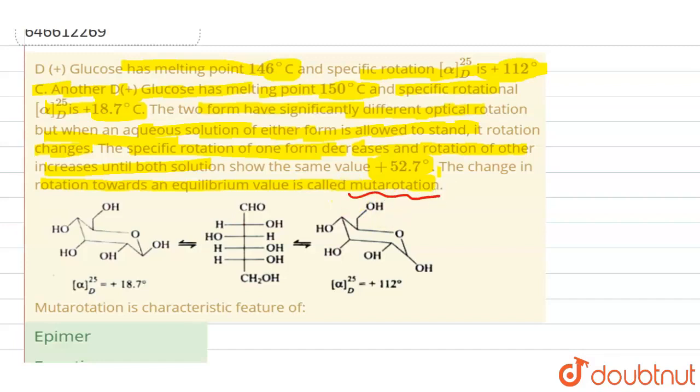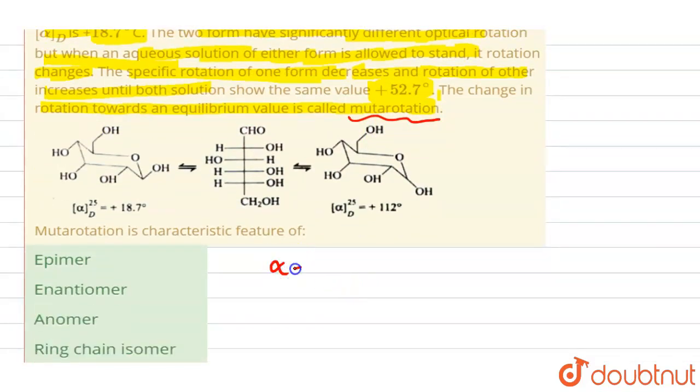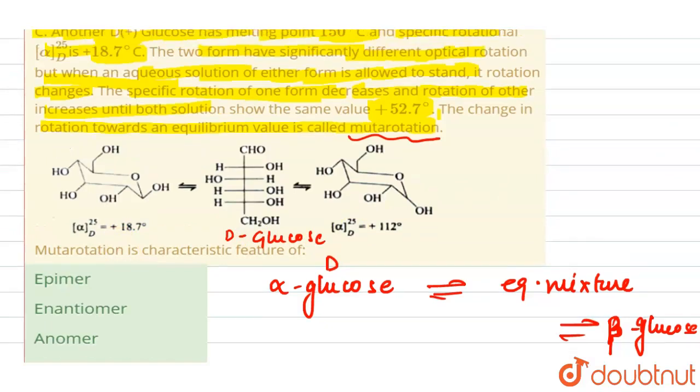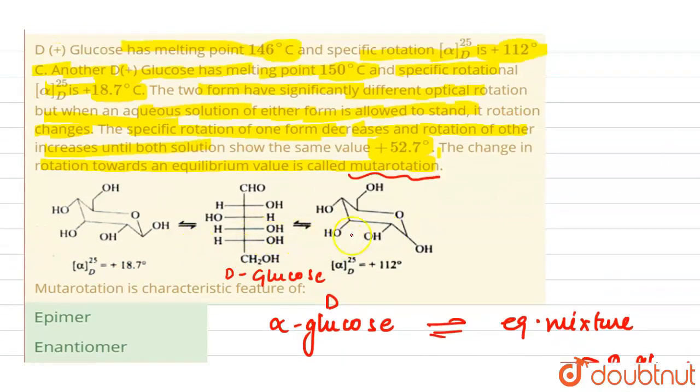In that we have the alpha form of D glucose, and here we have the equilibrium mixture, and here we have the beta glucose, that is also D glucose, the beta form of D glucose. Here it is shown, this is our D glucose, but it is not mentioned which forms these are.